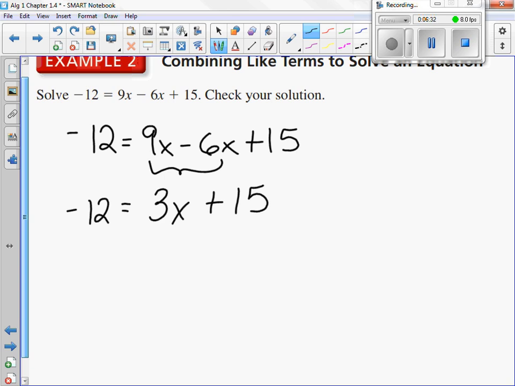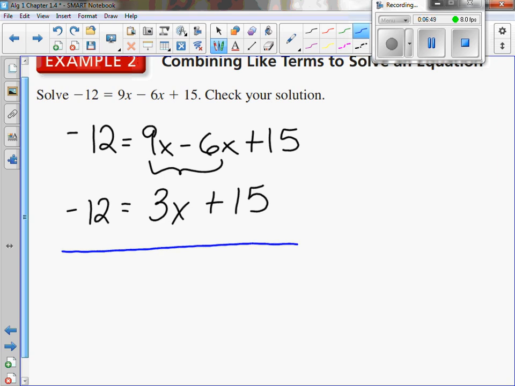So if we have any like terms on the same side, we will combine them. Because both of those had x, we had 9x and 6x, so they combine, they're like terms. Now we can go about solving for x. So the first thing we need to do is get x by itself.